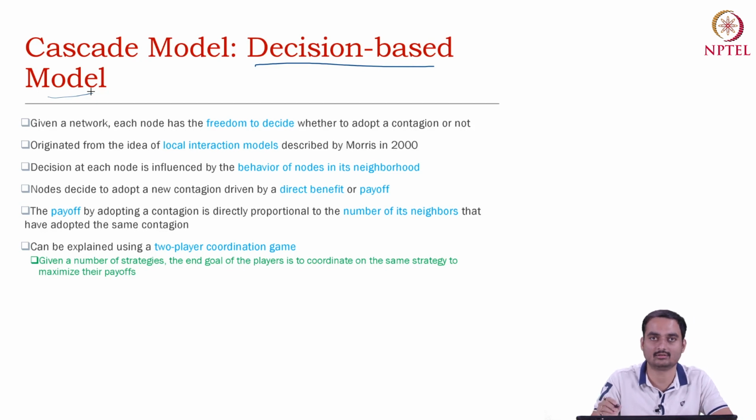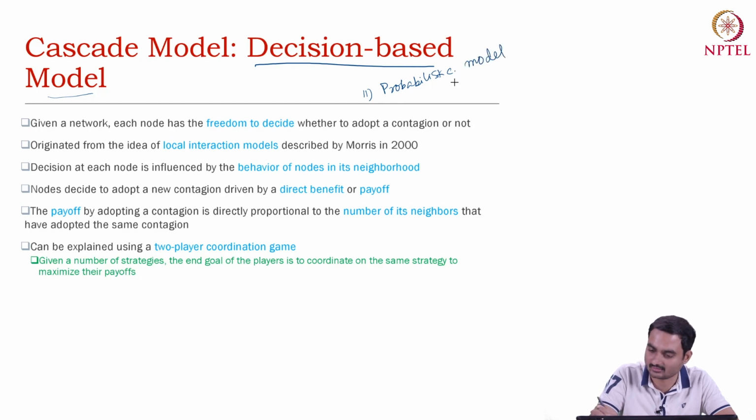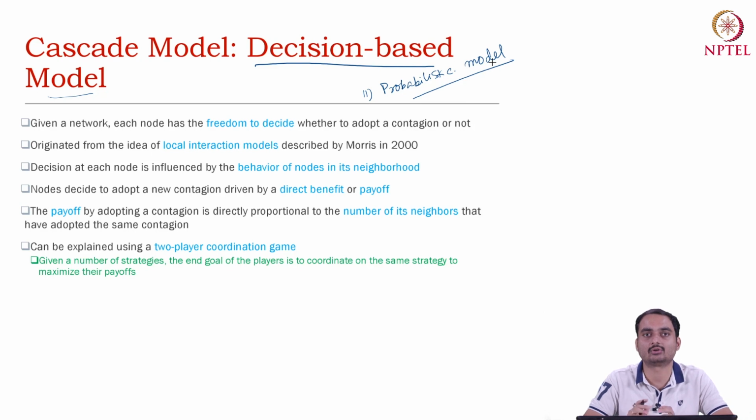Whereas the second type of model, that we will discuss later, is called the probabilistic model. Here the idea is that you don't have control over the adoption process. With certain probability you will adopt, otherwise not, right? Now the decision based model is mostly applicable for situations where you want to be a part of a certain protest, you want to buy a product, you want to go for a movie or not, you want to go to a restaurant or not. It all depends on your decision, you have the freedom.